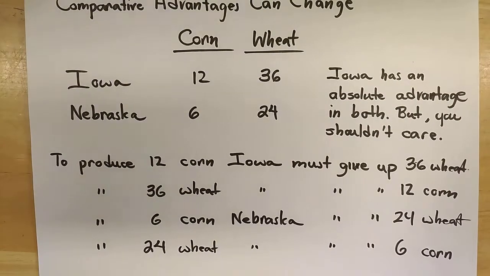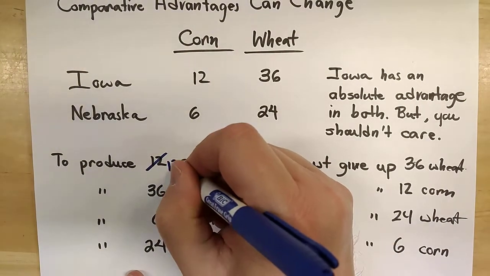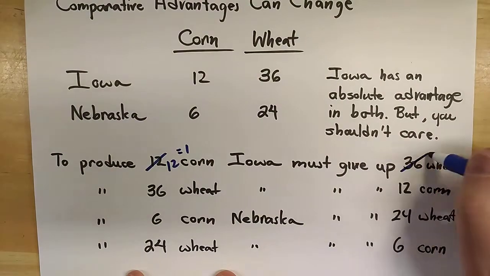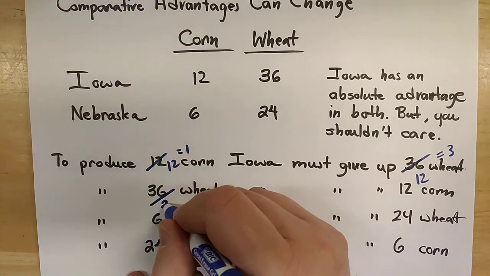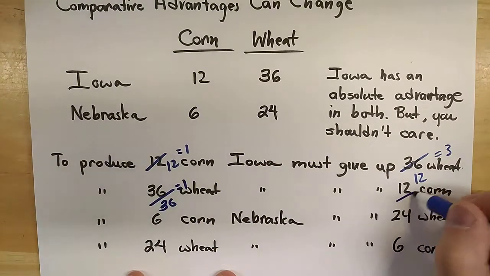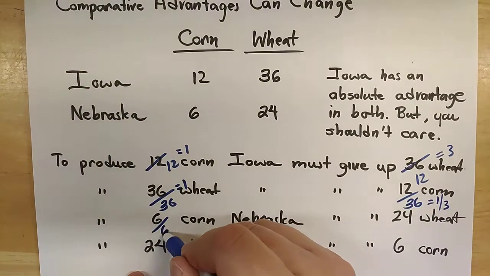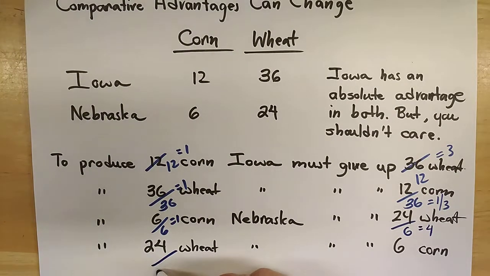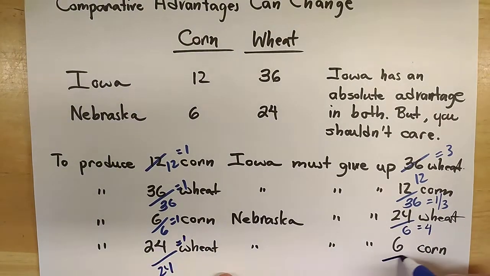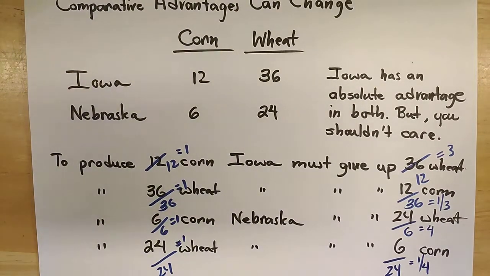And what I did in the other video is I scaled these multiplicatively by doing division. So I did 12 divided by 12 to get 1. And then dividing by 12 over here got us 3. I divide this by 36 to get 1, and this by 36 to get a third. I divide this by 6 to get 1, and this by the same thing to get 4. I divide this by 24 to get 1, and I divide the other one by 24 to get 1/4. That's exactly what shows up in that other video.